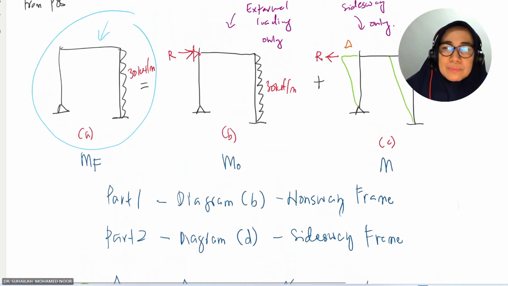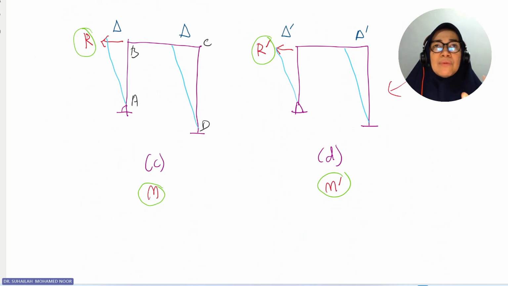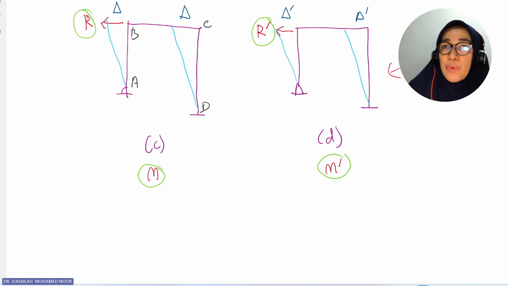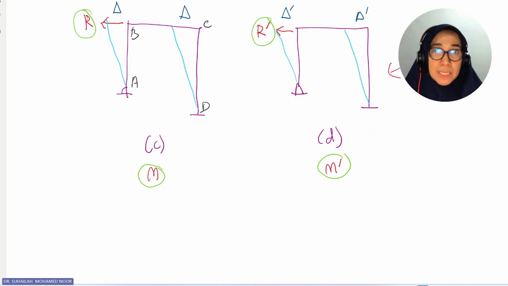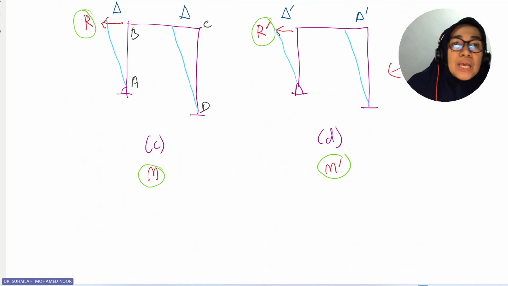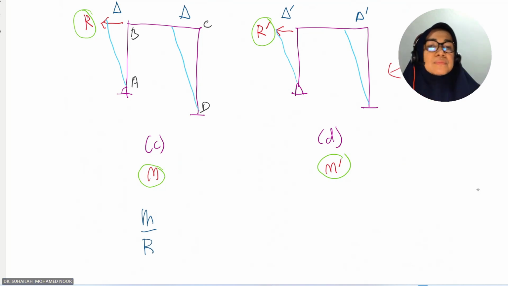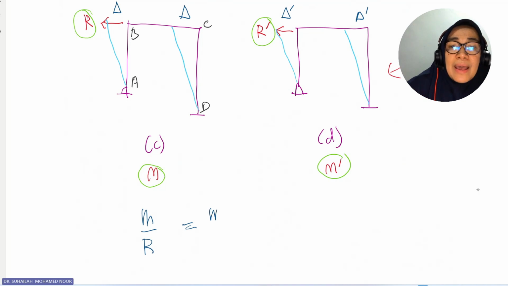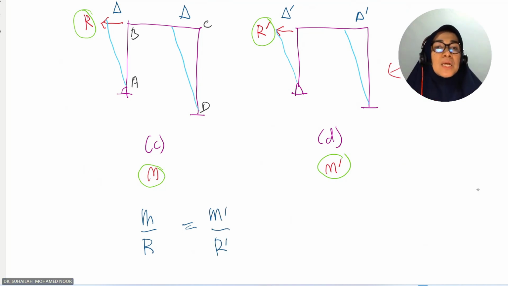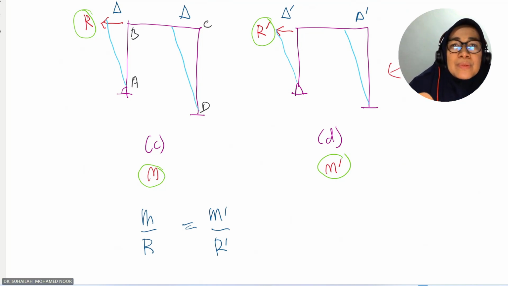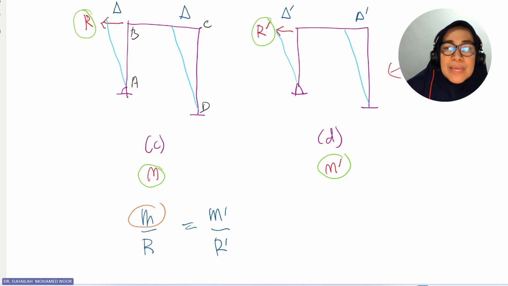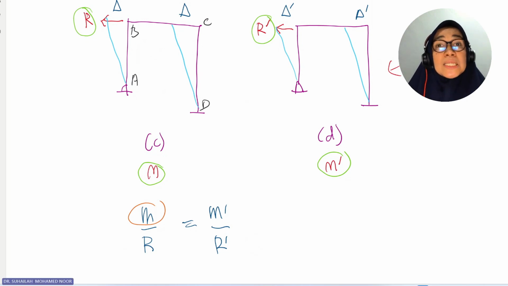Now we will write one equation relating diagram C and diagram D. In diagram C, we have M and R. In diagram D, we have M prime and R prime. M is unknown in diagram C. R, do we know the value? Yes, of course, we know the value of R from step 2C.